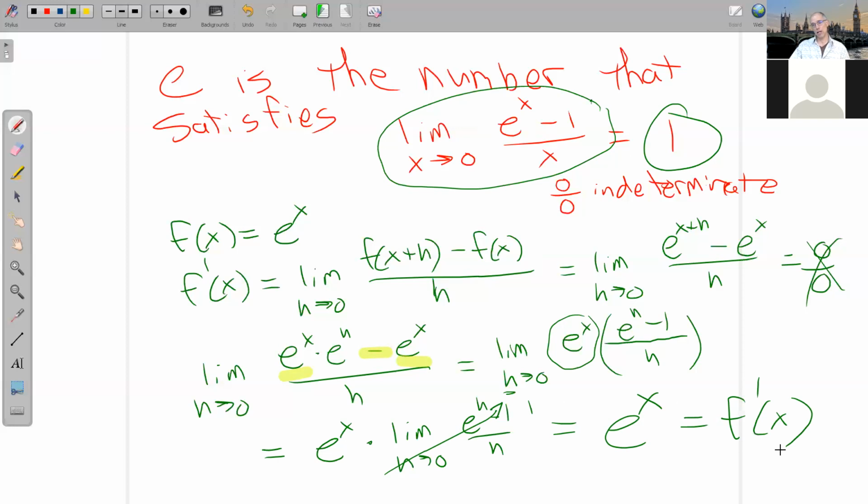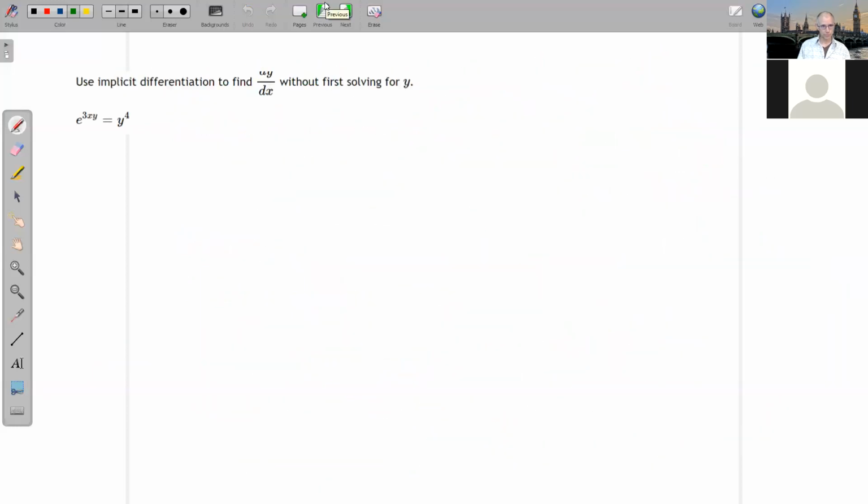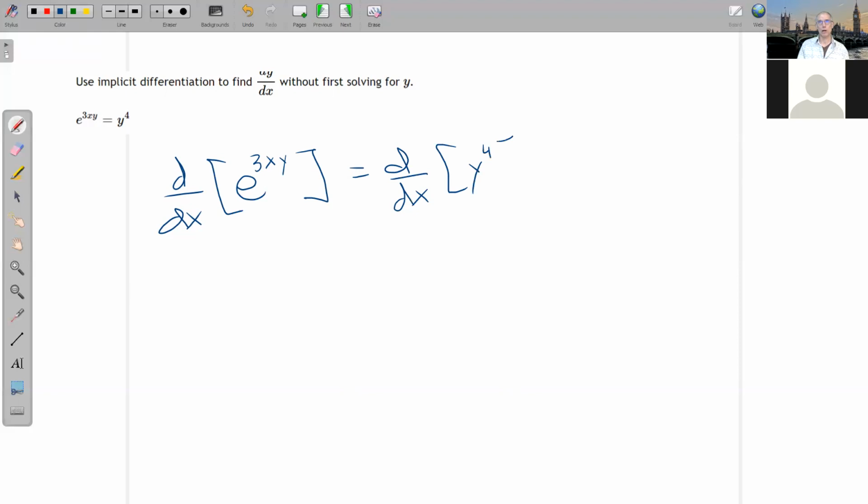Cool, got it. So now I can go back and do that other problem because I know the derivative of e to the x is e to the x. So back here, I'm going to do implicit differentiation. The derivative with respect to x of e to the 3xy has to equal the derivative with respect to x of y to the fourth power. Notice I have a function instead of just an x up here, so the chain rule applies. The outer function for this side is e to the power whatever, and the inner function is that power, 3xy. The chain rule says take the derivative of the outer function, e to a power, its derivative is e to the power, which happens to be 3xy. Since that's not just an x, you better multiply by its derivative.